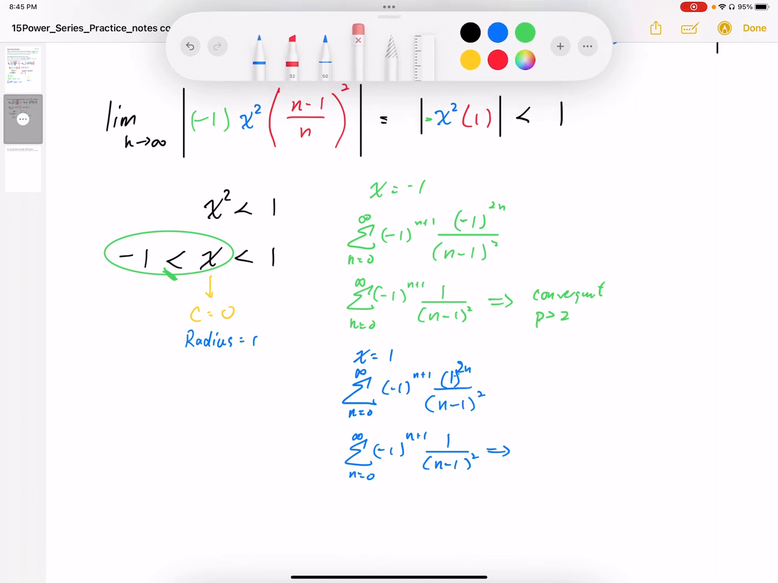Okay, oops, I wrote 2 here and here. P should be greater than 1. And the same thing here. This is convergent because p is greater than 1. Our power here is greater than 1. Okay, so then we include this endpoint here. So we have our center at 0, radius of 1, and our interval is from -1 closed to +1 closed. So it's a closed interval on both sides from -1 to +1.